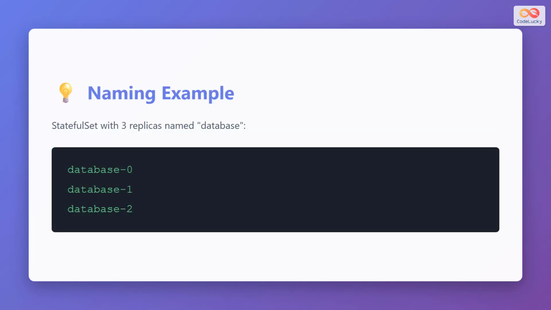Let's look at a concrete example to make this clearer. Suppose you create a StatefulSet with 3 replicas and name it database. Kubernetes will automatically create 3 pods with the following names: database-0, database-1, and database-2. Notice how the ordinal index starts at 0 and increments by 1 for each subsequent pod. This predictable pattern makes it easy to reference specific pods in your application.